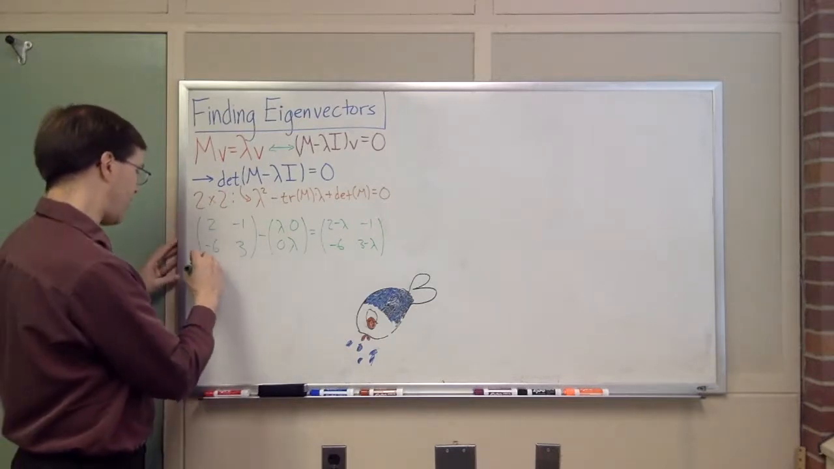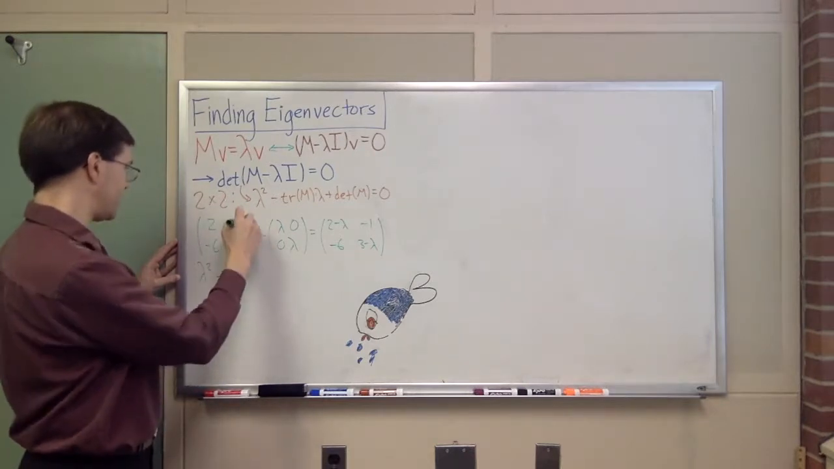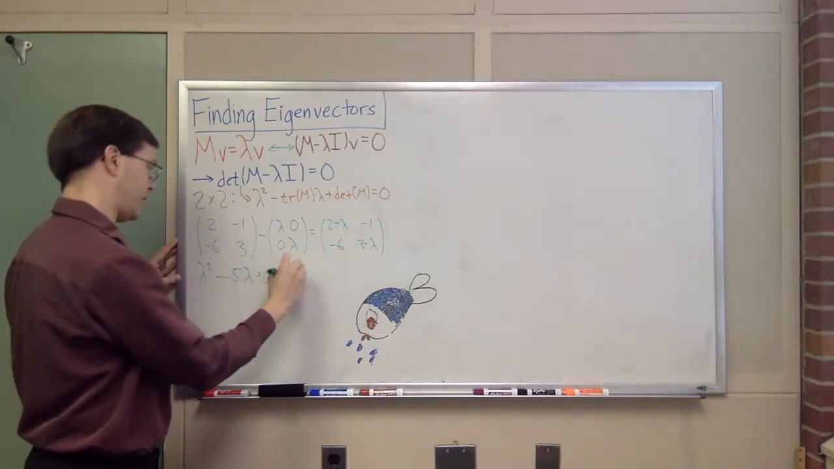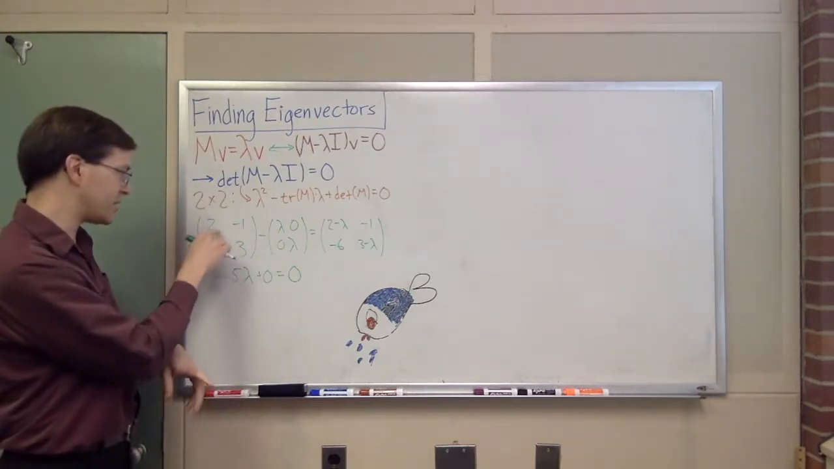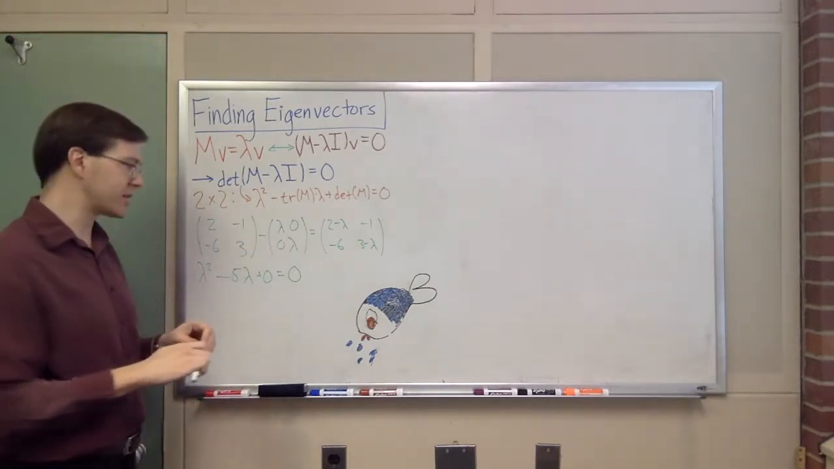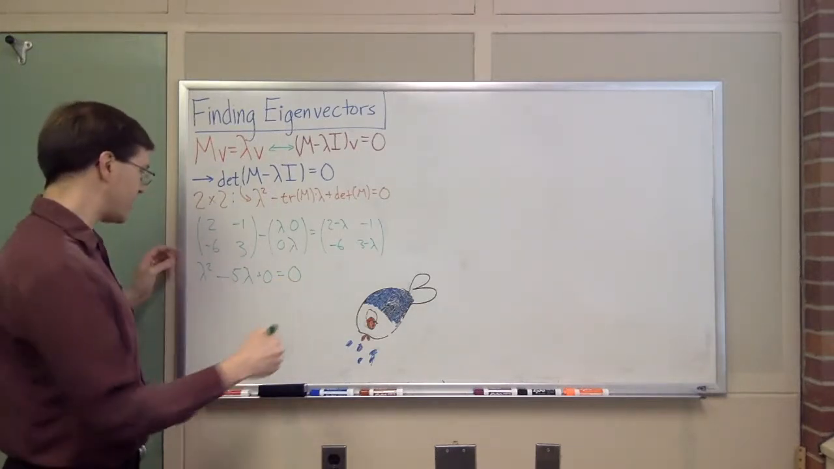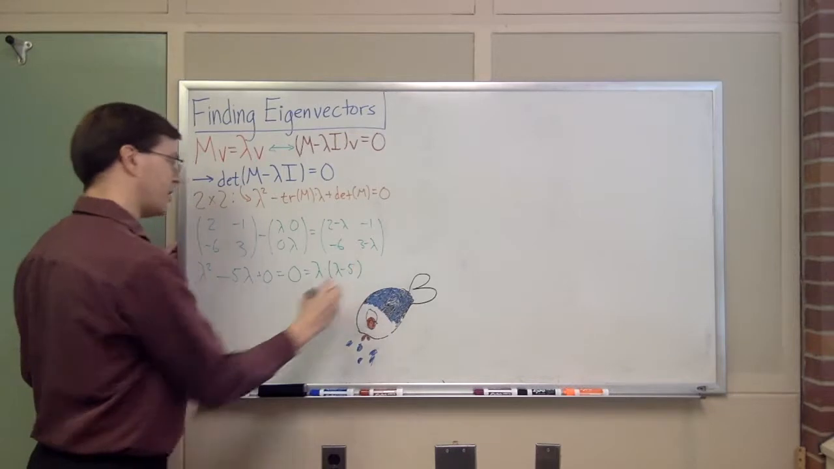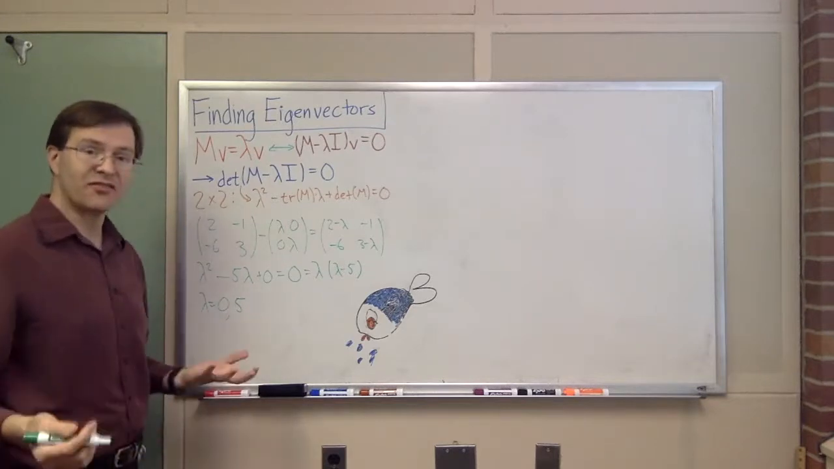I know what I'm going to get, right? I'm going to get lambda squared. The trace is 5, so minus 5 lambda. The determinant is 6 minus 6 is 0. That's my equation. The determinant of this is 0. You can tell it's 0. These are redundant. Minus 3 times the top row is the bottom row. So it's clearly a singular matrix. So this isn't surprising. But this is my characteristic polynomial to find the eigenvalues, and this one's trivial to factor. It's just lambda times lambda minus 5. So my two eigenvalues are 0 and 5. Those are my eigenvalues. I can find my eigenvectors.